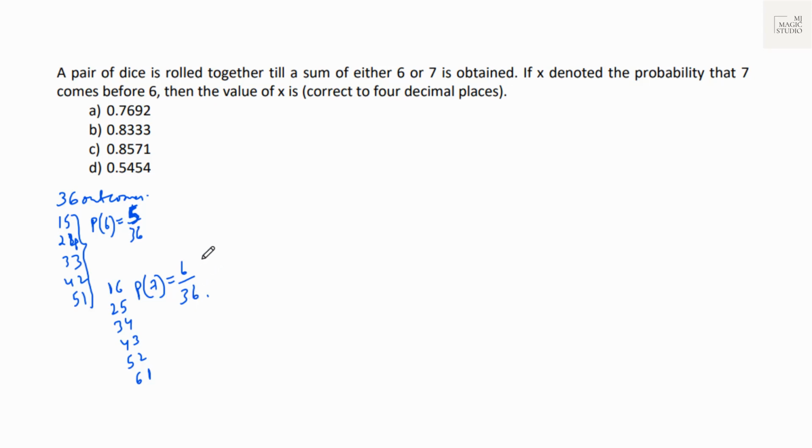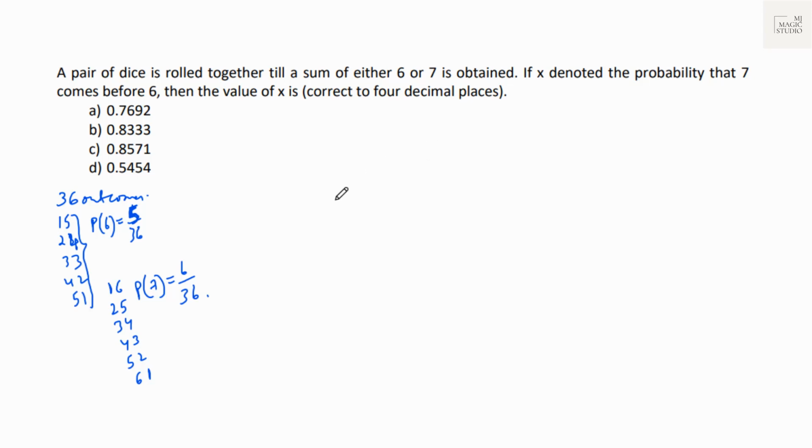When a pair of dice is rolled, if you get a 6 or a 7, you are a winner. X denotes the probability that 7 comes before 6. Now we need to build a story on this. What will happen if 6 comes? I will lose, because the pair of dice is rolled till a sum of 6 or 7 comes.